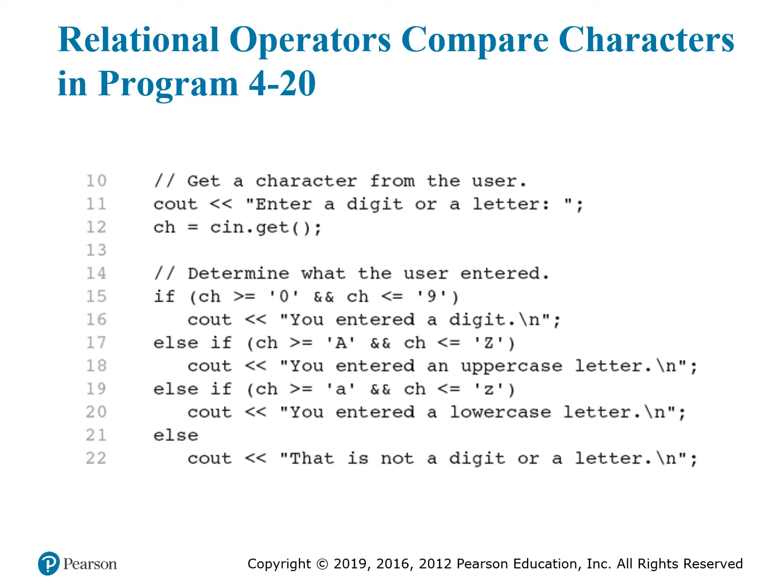So this shows I can use that range testing that we've been practicing on the last couple of pages. If we're in the range from 0 to 9, you entered a digit. If we're in the range from A to Z, uppercase letter; little a to little z, you entered a lowercase letter. Else, if it's not in that group at all, you say that's not a digit or a letter.